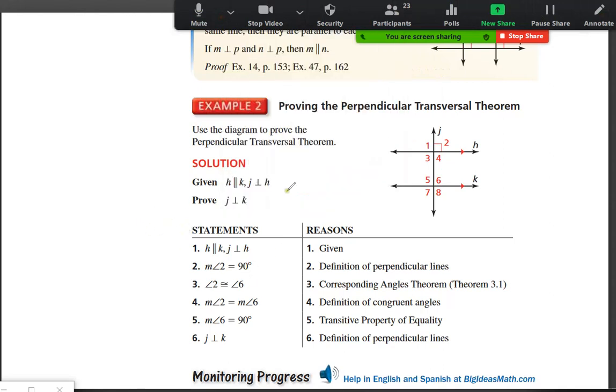Let's see. If they told us that the lines are parallel, and so we know that these lines are parallel, and we're given that J and K are perpendicular, then that makes this angle 90. But then 2 and 6 are equal to each other, which makes that one 90. So if it's 90, that makes it perpendicular. That's all they're saying. Okay.